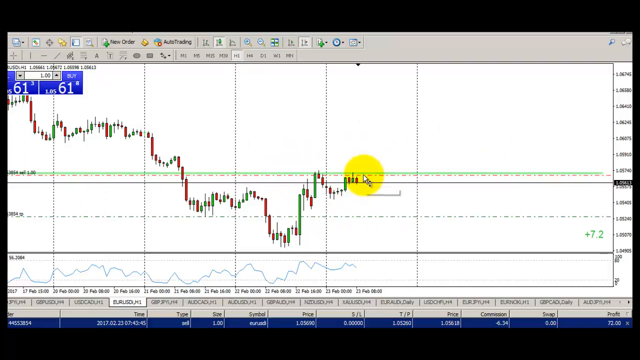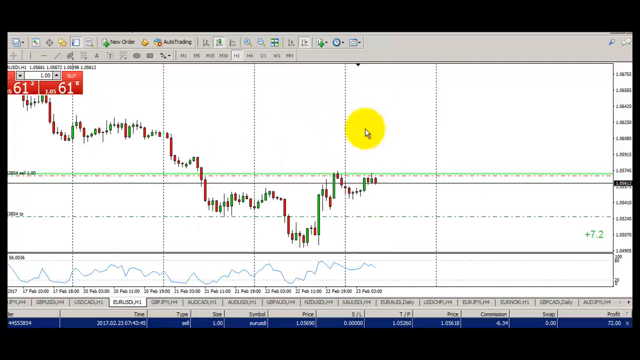In today's overview, I want to have a look at Euro US dollar. I've taken a position over there literally about half an hour ago. I just spotted a quick position that we could have taken advantage of, and I jumped in impulsively.